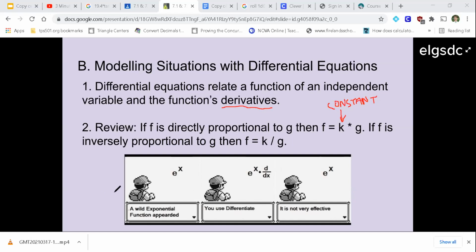And here's a calculus Pokemon joke for you. Pokemon. This game, I think this would be red and blue. Oh, yeah. It's funny because the derivative of e to the x is e to the x.